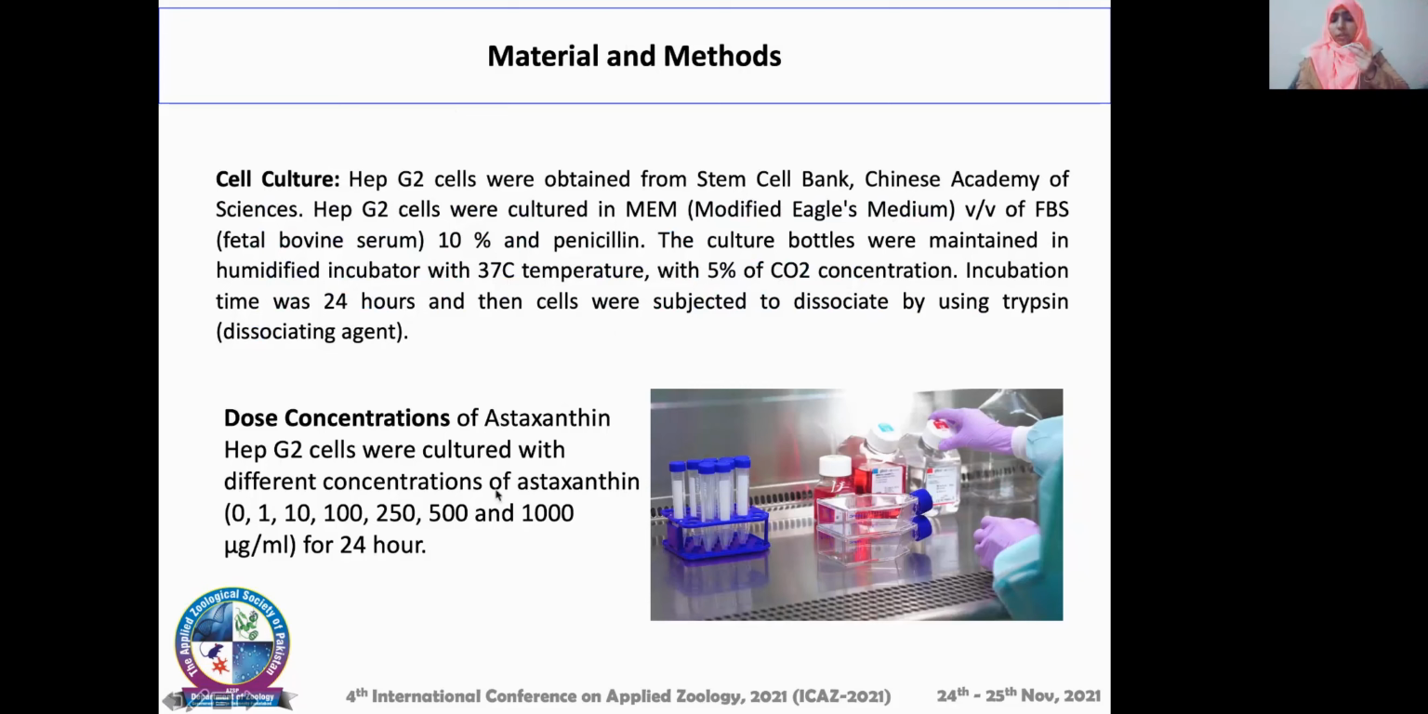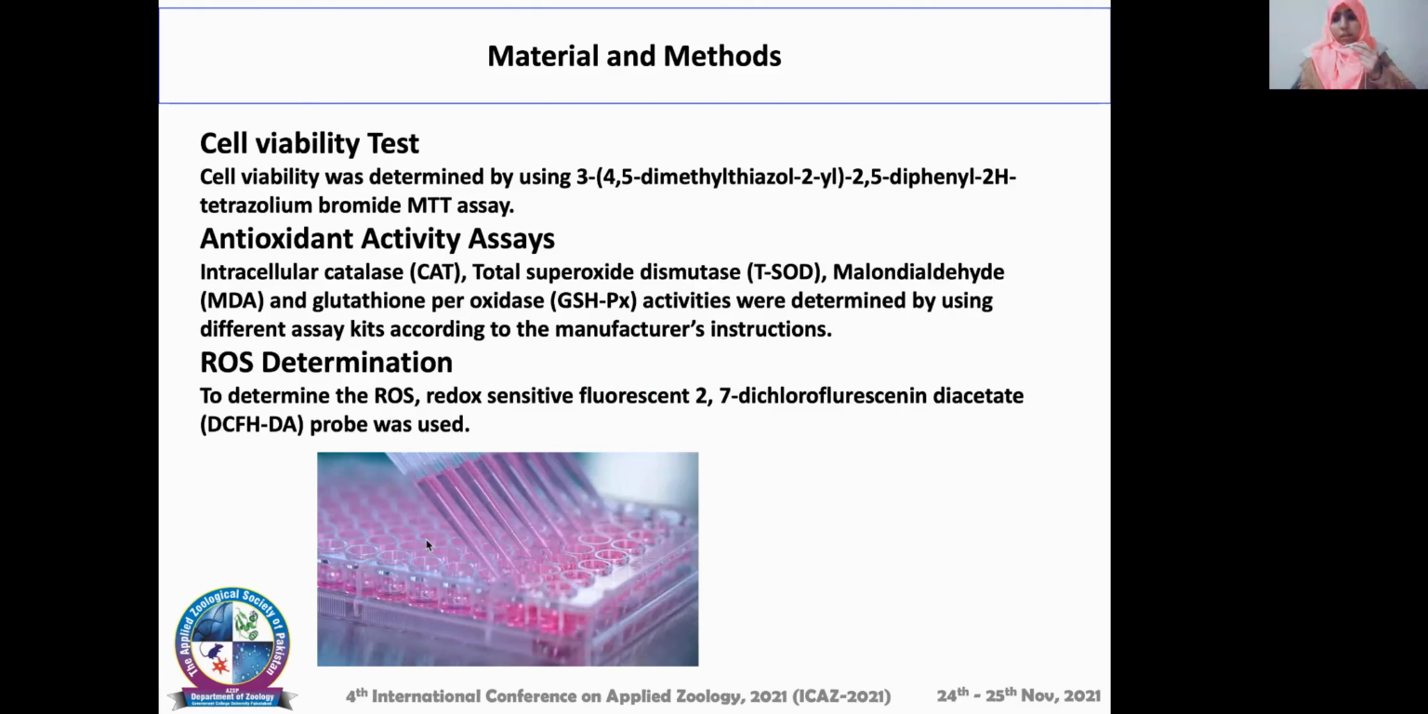Next, we used different dose concentrations of water soluble astaxanthin, such as 0 for blank, 1, 10, 100, 250, 500, and 1000 microgram per ml for 24 hours. Next is the cell viability assay. To check the cell viability, we used the MTT assay, and to determine the morphology of cells, we checked the cells under an electron microscope. So we determined the cell viability by MTT assay using a kit, and we followed the manufacturer's instructions.